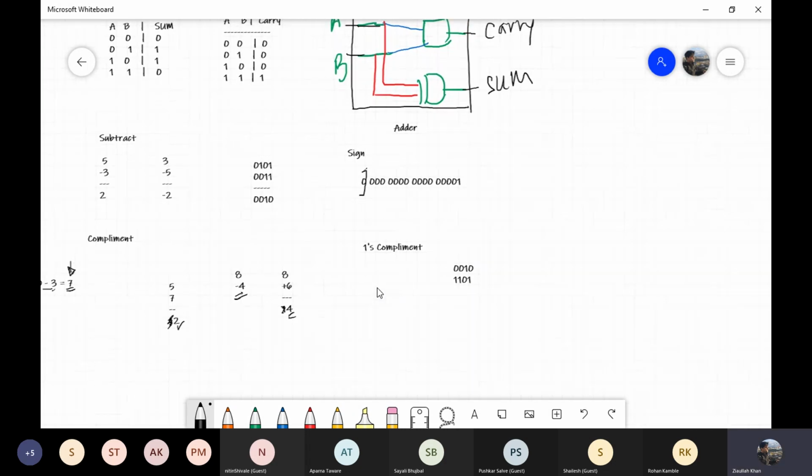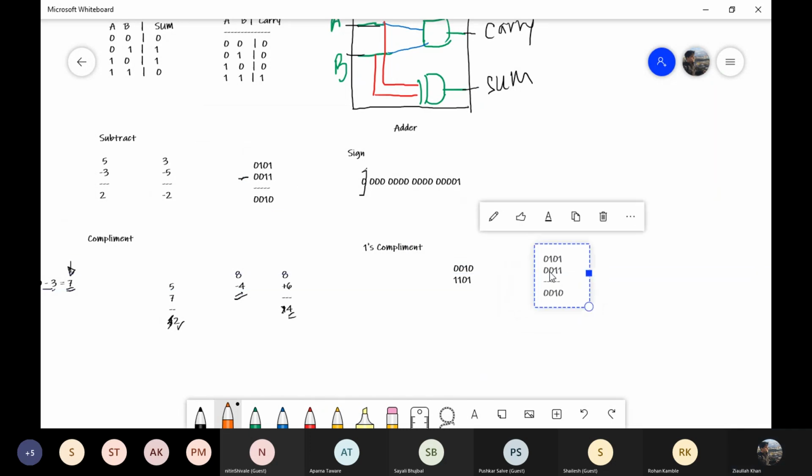Right. So let's go ahead and try to subtract these two numbers again. So this is positive 5, this is negative 3. So I'm going to put a negative sign over here just so that it makes sense. And then what ones complement suggests is that you take the negative number and you flip all the bits. So I'm going to copy this here. Let's go ahead and flip the bits. So it'll be 1100.